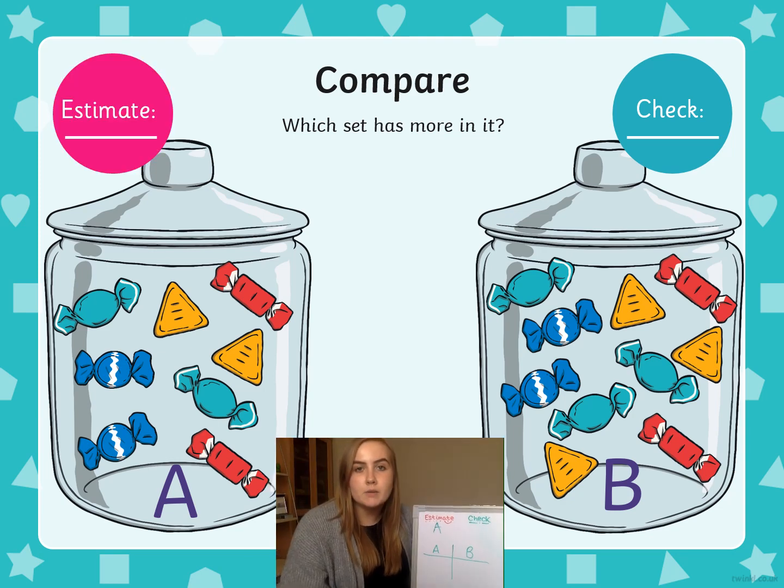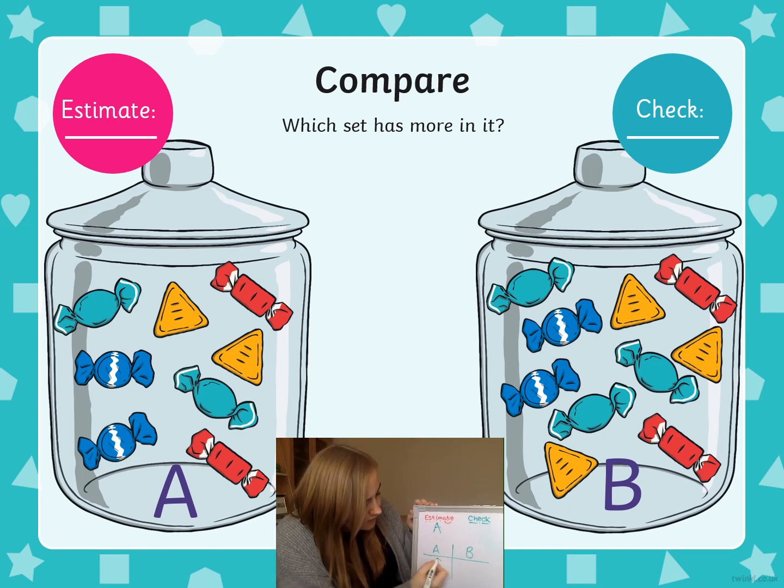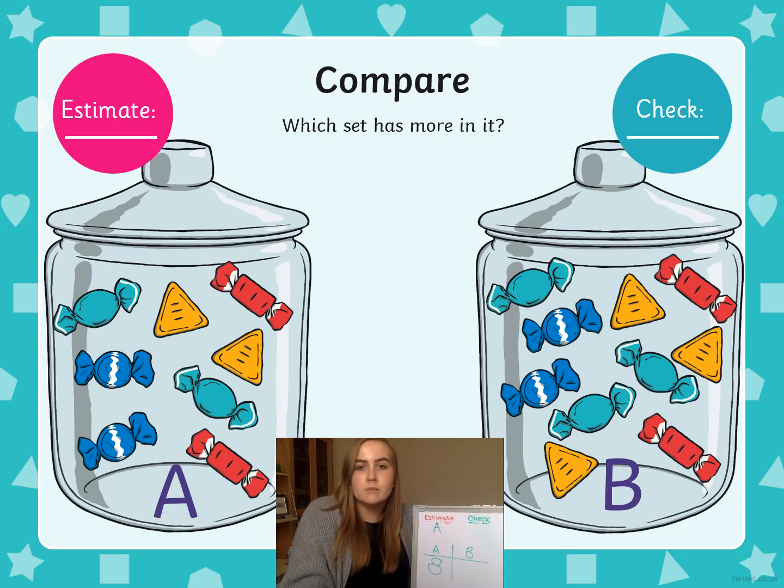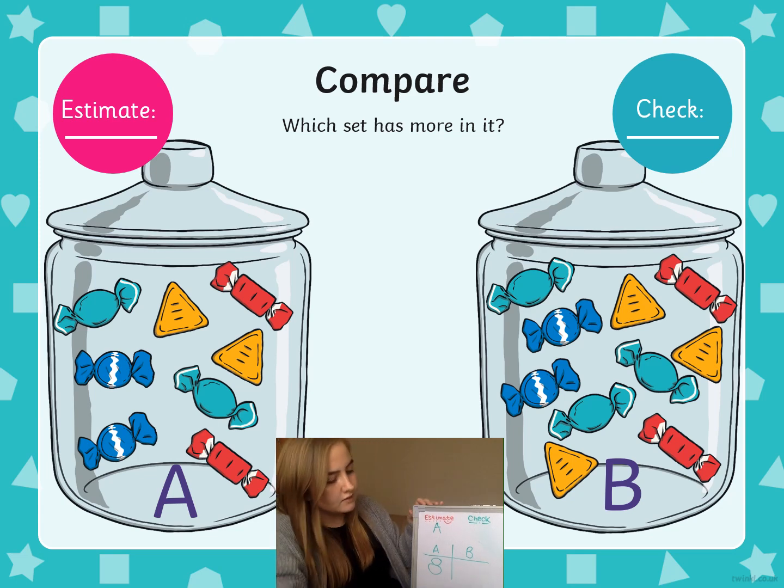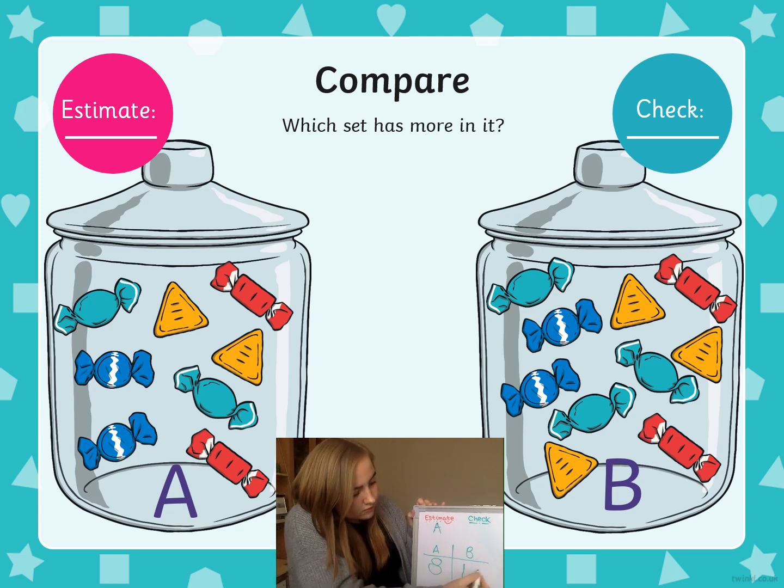So when comparing both jars, I had a look and I estimated that jar A had the most in them. So let's count to see how many jar A has in there. 1, 2, 3, 4, 5, 6, 7, 8. So there are 8 sweets in jar A. So let's count to see how many there are in B. 1, 2, 3, 4, 5, 6, 7, 8, 9, 10. So there are 10 in jar B.